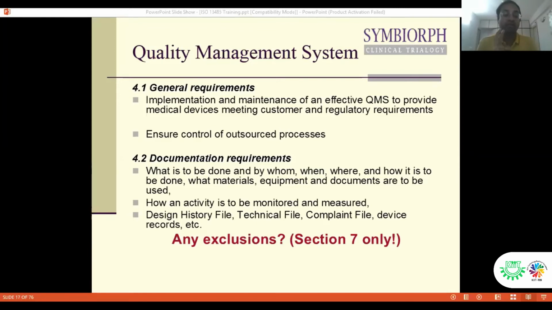These are the two major requirements, and most of the medical device startups fail considerably in this. They have selected the outsourcing partner, but they have not done the due diligence activity. Most of the outsourcing companies don't have a particular 13485 system in place, or they don't have a 13485 certification from an NABCB approved certification body.